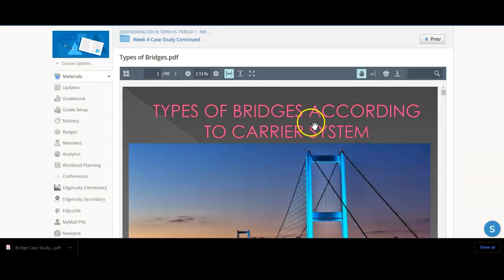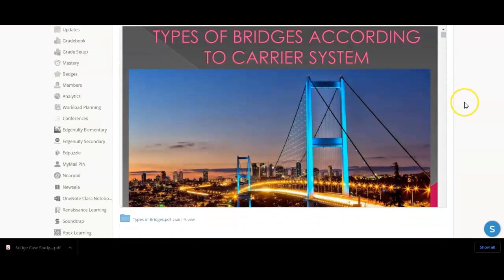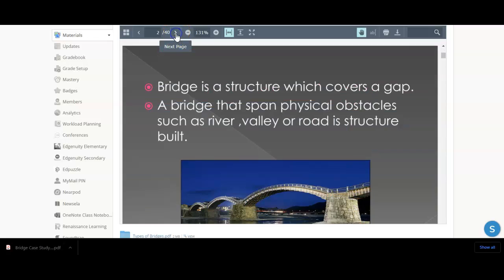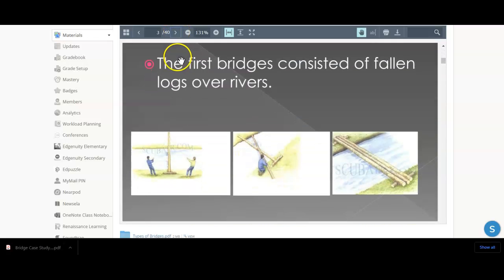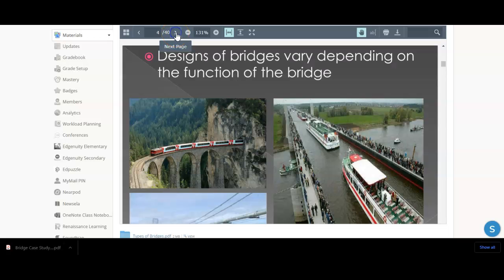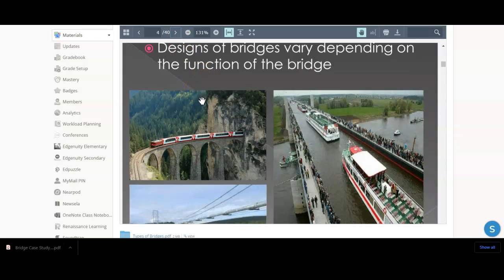But first, the different types of bridges. Definitely want students to go over this. The first bridges were pretty much trees that fell over small creeks, and that's pretty much where the ideas came from. It evolved eventually to multiple logs to have people travel over bodies of water. And designs of bridges vary depending on the function of the bridge.